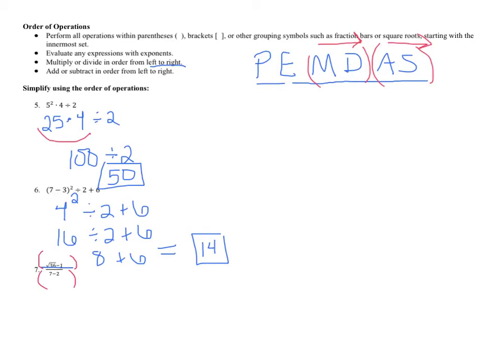Well, the square root of 36 is 6. I'm just going to copy the minus 1, divide by, well, the 7 minus 2 is a 5. So now I can continue to simplify in that numerator. I still have 6 minus 1 is 5, divided by the 5. So finally I can do 5 divided by 5, which comes out to 1.